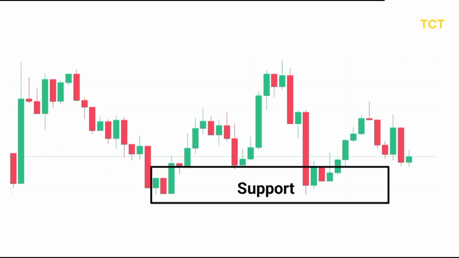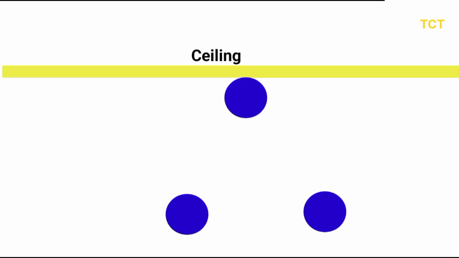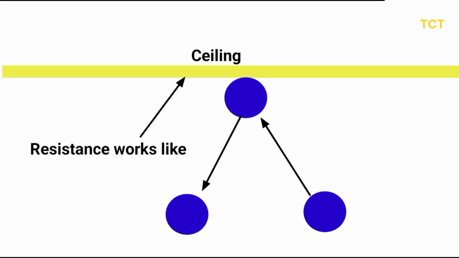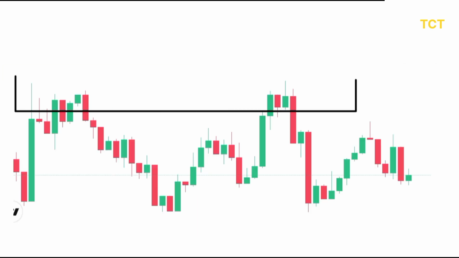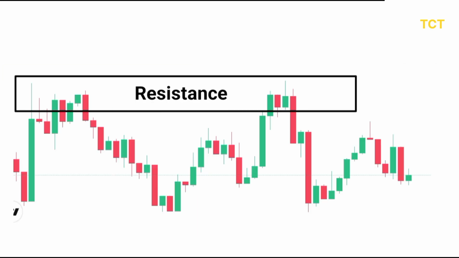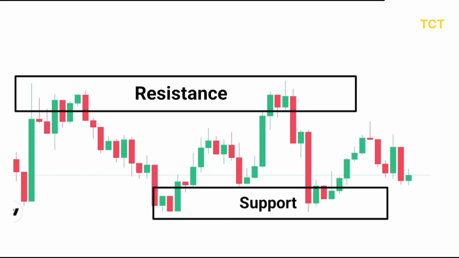Now imagine throwing the ball toward the ceiling. The ball hits the ceiling and comes back down. In trading, resistance works like the ceiling. Resistance is a price area where sellers become strong enough to stop the price from rising. Support is like the floor. Resistance is like the ceiling. This is the easiest way to remember them.